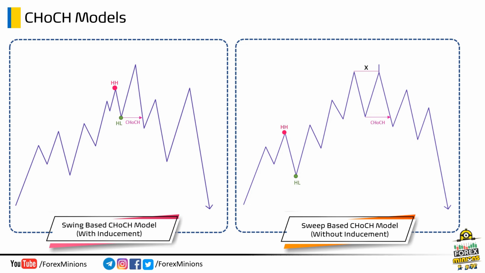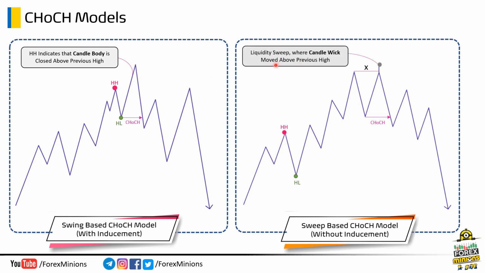To confirm the change of character, we have designed change of character confirmation in two basic models. First one is the swing-based CHoCH model, which is also known as the inducement-based model. And secondly, the sweep-based change of character model, which is also known as the CHoCH without inducement model. Now, the swing-based model is applicable only when the candle body closes above the previous high. And the sweep-based model is based on liquidity sweep, which means when the candle body does not close above the previous high. Now, let's study both models one by one in complete detail.